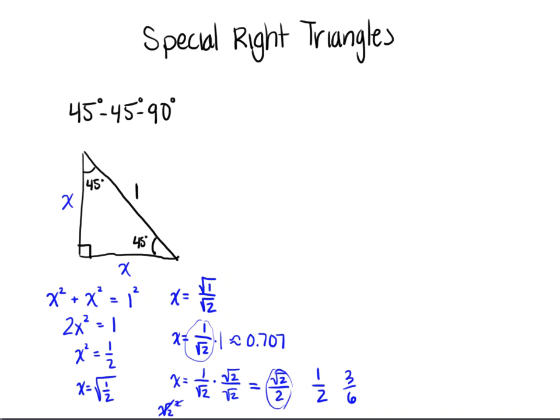Okay, so to recap here, we now know that x is equal to the square root of 2 over the square root of 2. So I'm going to come back here. We're going to write that down. Square root of 2 over square root of 2, and this side is also square root of 2 over square root of 2. That is our first special right triangle.